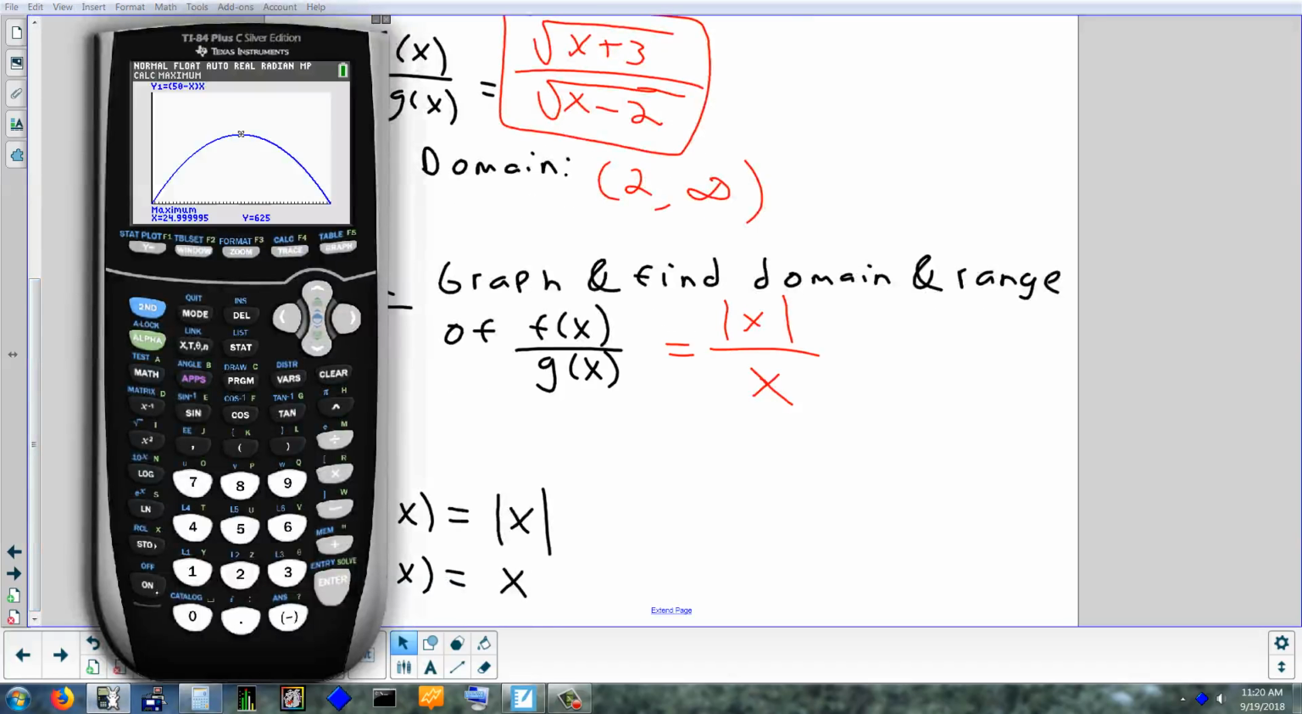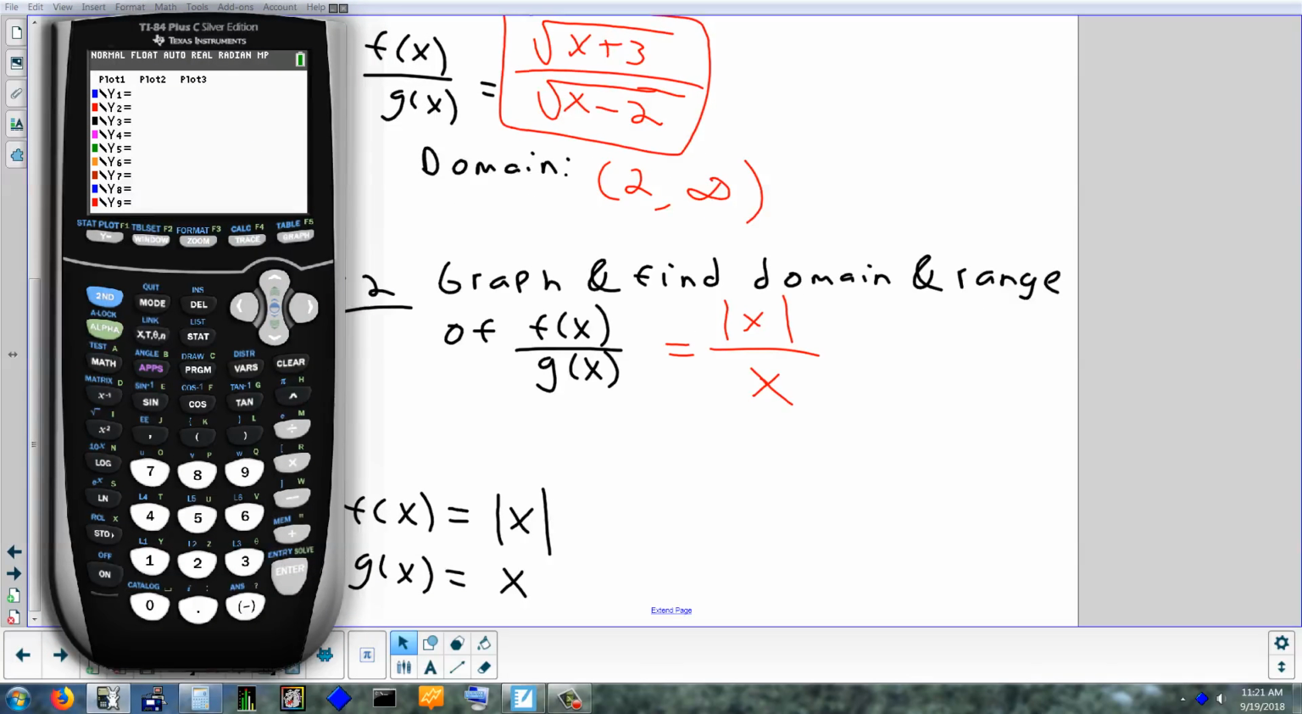Okay, so to graph it, how do I get to absolute value? Yep. You would do the math, go to number, and it's number 1. Yep, first option. So absolute value of x divided by x. And then hit zoom 6. And you get kind of an interesting graph. If you got something that looks like that, then you did it correct.